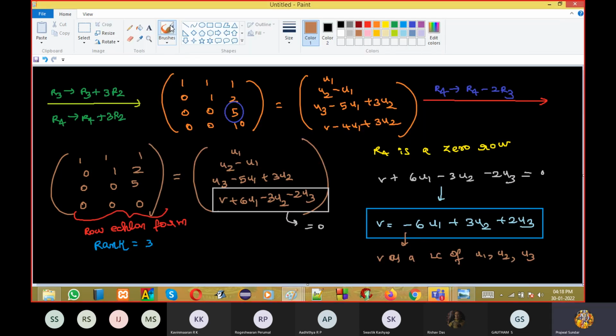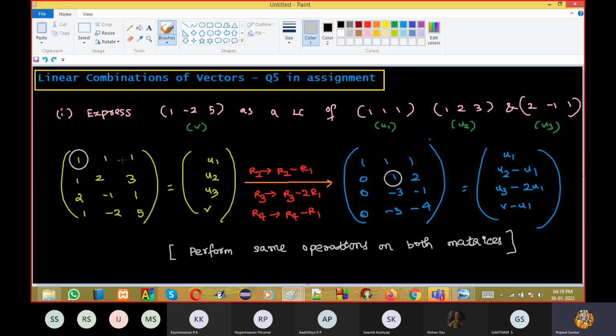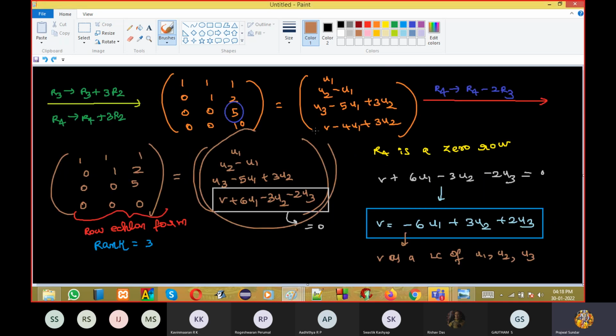Clear? So now you understood the use of doing the operation on this matrix also. If you do it on only one matrix, you don't get this; if you do it together, then you can get this relation as 0 and directly get the linear combination also. That's the use of doing on both together. Any doubt? Anyone else? Can I proceed to the next question? We can proceed.